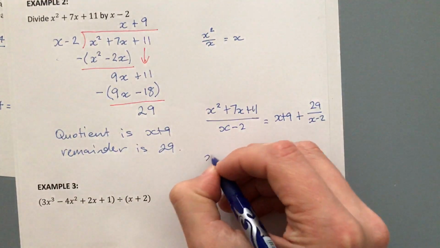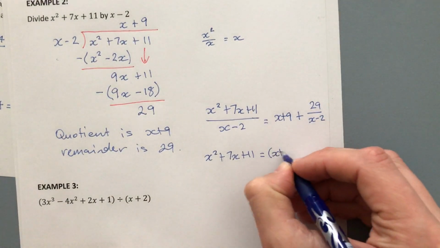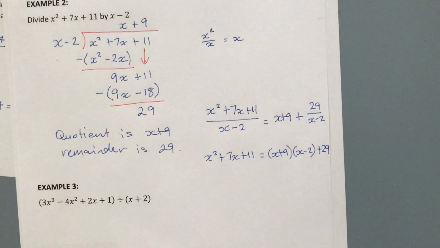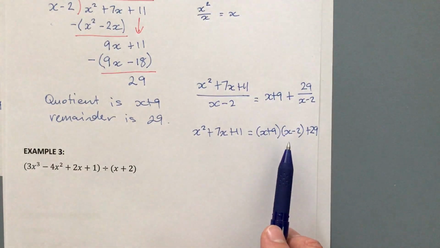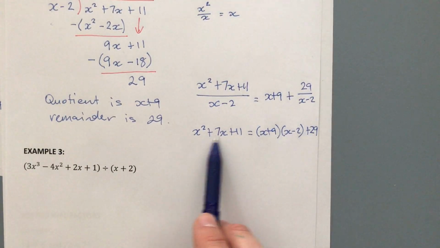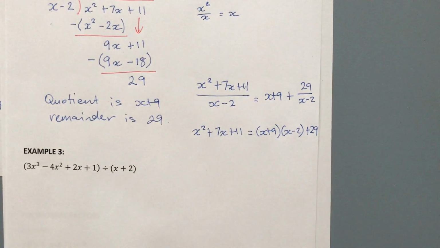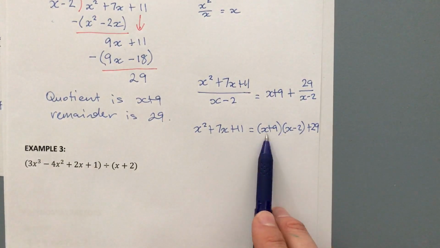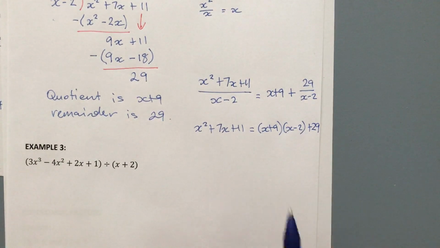Or we could say that x squared plus 7x plus 11 is equal to x plus 9 times x minus 2 plus 29. Okay, and if you expand out x plus 9 multiplied by x minus 2 and then add 29, you will get this original polynomial. So you've got a linear factor there that you can multiply to help you produce that particular quadratic. It's not technically speaking a factor because you have this remainder, and we're going to cover that a little bit later in the lesson.